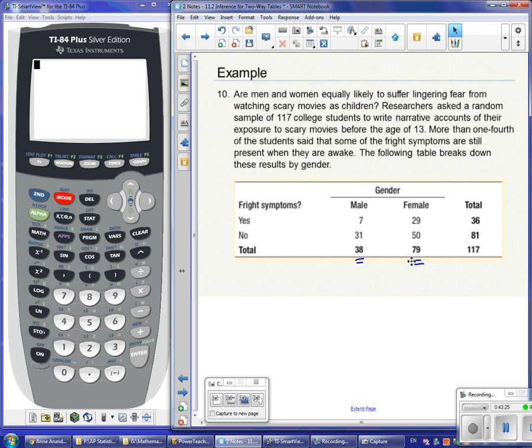So my question to you would be, what kind of situation is this? How many samples did we take? And if you look, it asked for a random sample of 117 college students. There was one sample, and we got 2 pieces of information from them. We got their gender, and we got whether or not they have these fright symptoms. Because it's one sample, and we've categorized these individuals in 2 different ways, we are going to be performing a test of independence. Because with independence, we're dealing with one sample.